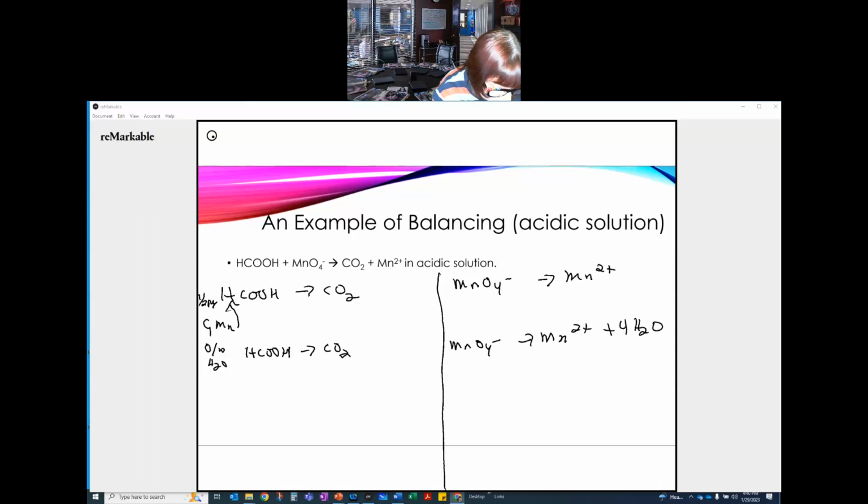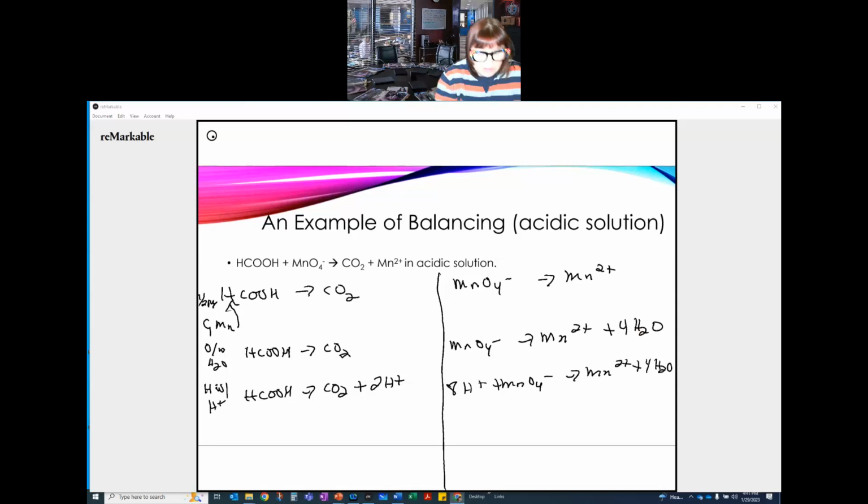H2O. Okay, awesome. Now we do H with H+. And I see that I have HCOOH on that side going to CO2, but there are no protons, so I need to have the 2H+ added to my product side. I also have 8 protons that I added in adding the water, so I need to make sure that I have 8H+ with MnO4- going to Mn2+ plus 4H2O.